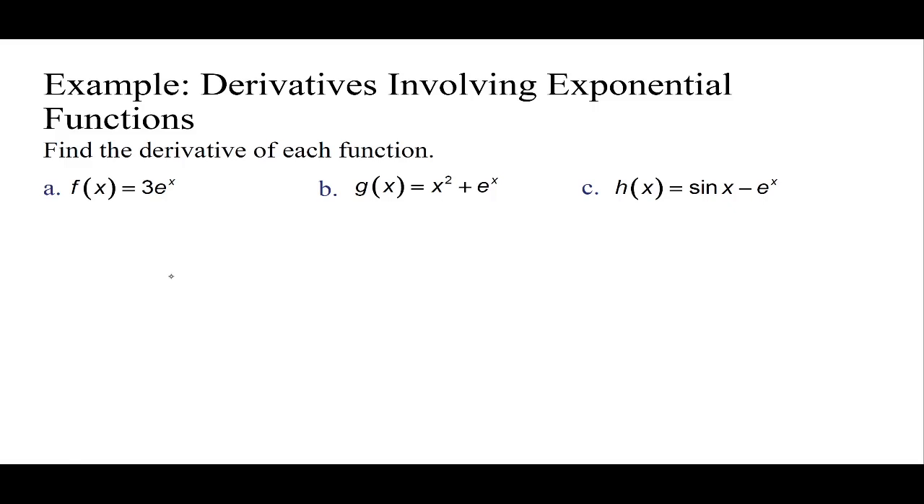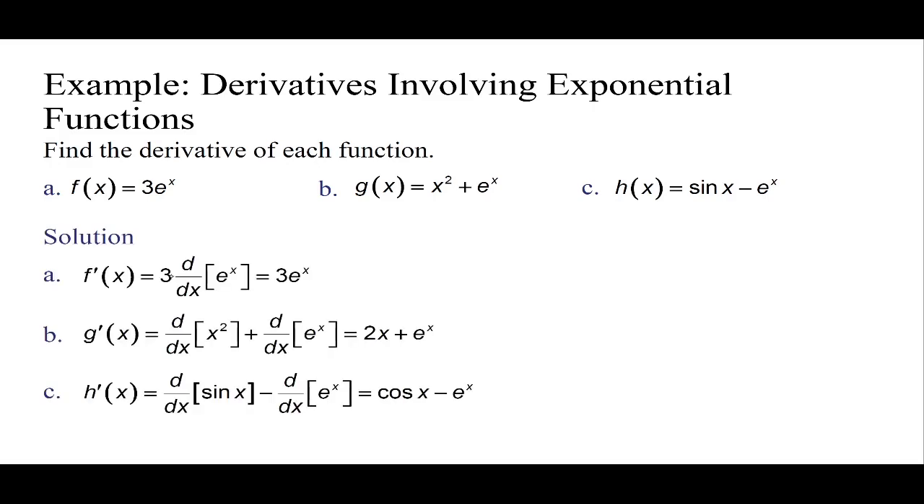The derivative of the natural exponential function e to the power x is itself, e to the power x. Some examples: the derivative of 3 times e to the power x would be 3 times e to the power x itself. The derivative of this one is 2x plus e to the power x. The derivative of this function, the last one, h of x, is the derivative of sine x, which is cosine x, minus e to the power x. So these are the answers.